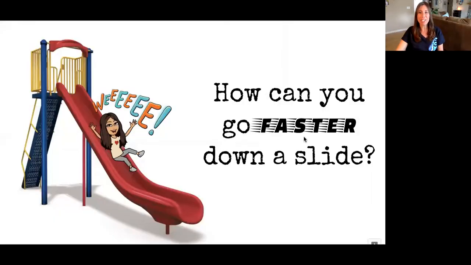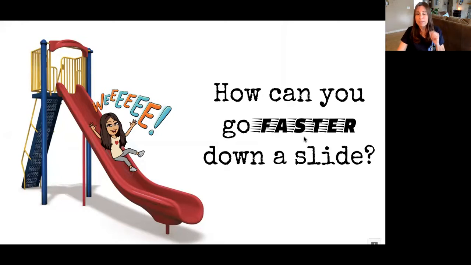This week in science, we get to answer the question, how can you go faster down a slide? How many of you have ever been on a slide? I know you all have. Think about one of the slides that's your favorite. Can you go faster or slower on the slide? And how do you do that?